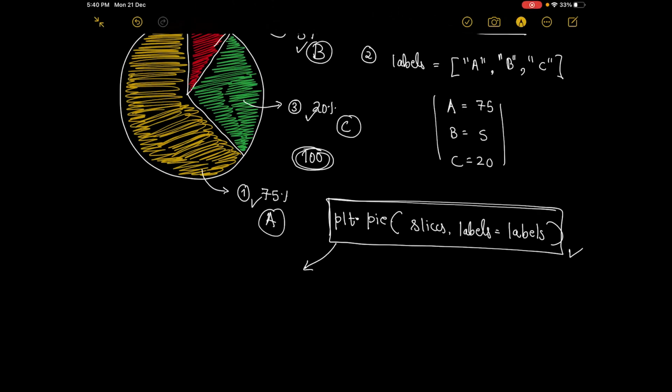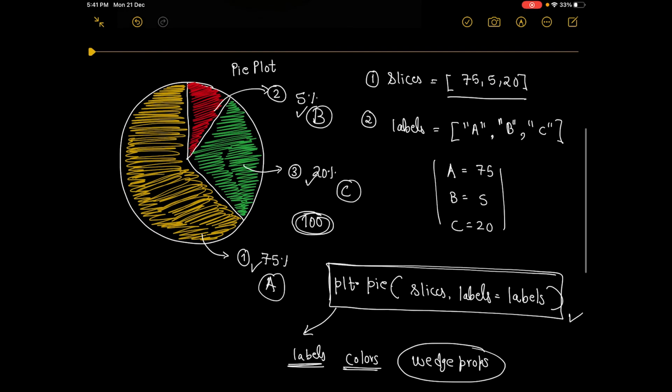Now in this same command, we can pass the labels, the colors, and we learned something known as wedgeprops. So wedgeprops are nothing but the borders given to your pie chart. As you can see here, the white line here is nothing but my border.